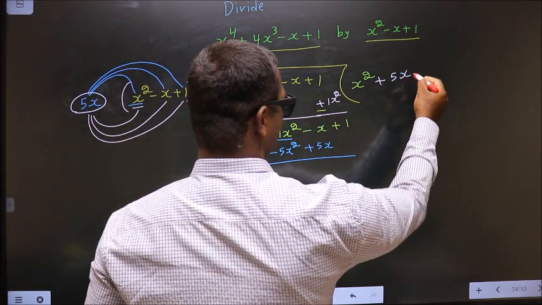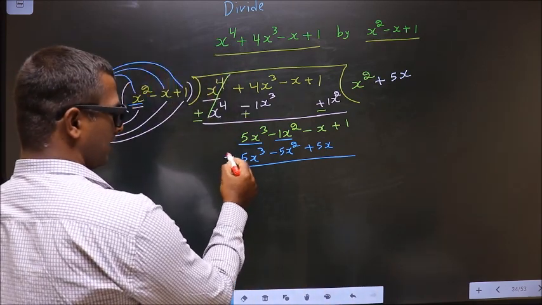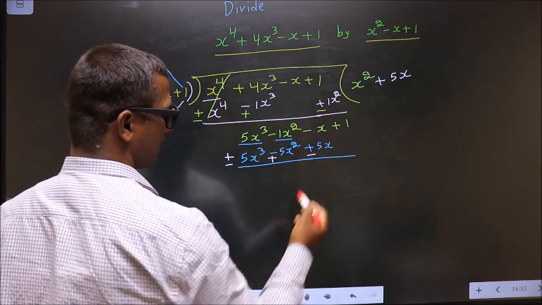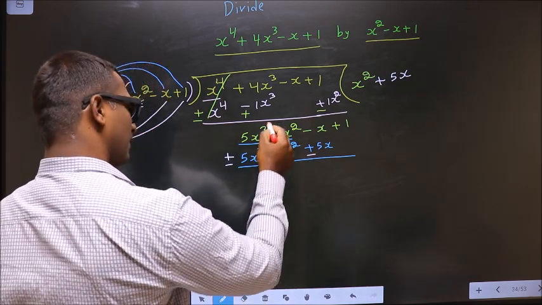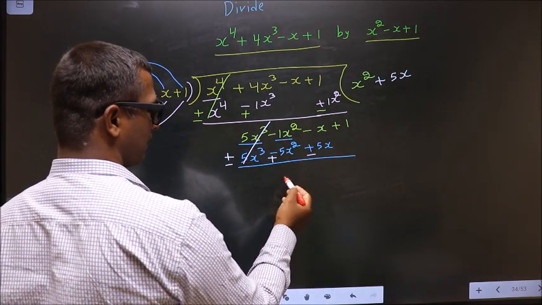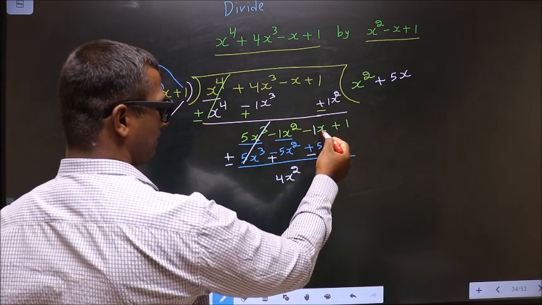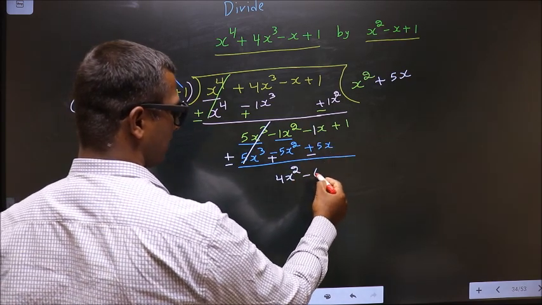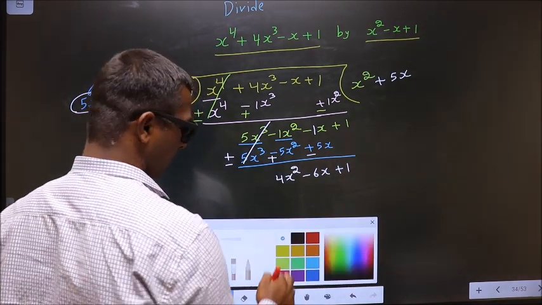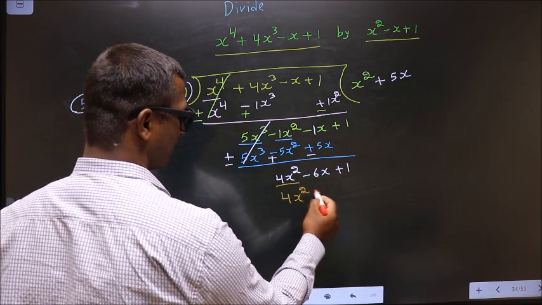Plus 5x. Now you should change the signs. So here it is plus, make it minus. Here it is minus, make it plus. Here it is plus, make it minus. Now this cancels out. Minus 1x square plus 5x square is plus 4x square. Minus 1x minus 5x is minus 6x plus 1. Now here you have 4x square, below this you should also get 4x square.